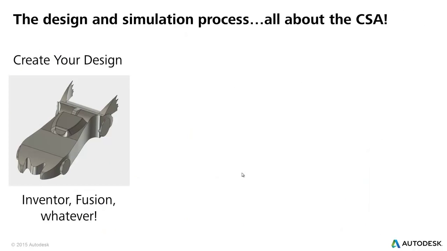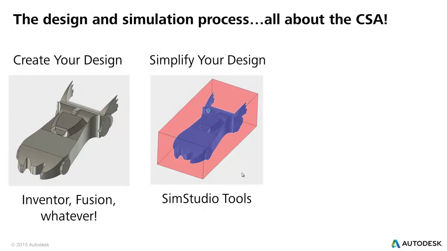So the design and simulation process, all about the CSA. So what's CSA? You're about to find out. Create your design. Step 1, use Inventor, Fusion, or whatever you'd like. S, simplify your design. SimStudio Tools is perfect for this. Not only can you simplify your design, but you can also do great things like create the external air around it so that you can simulate airflow.